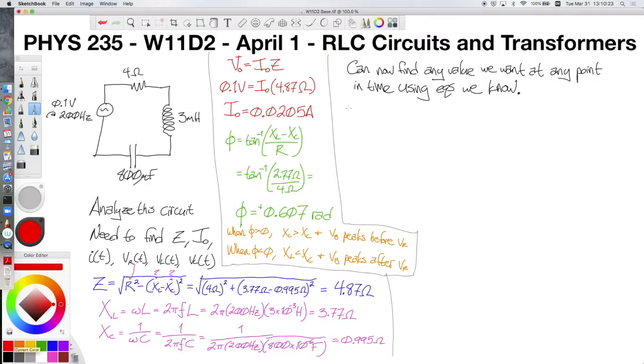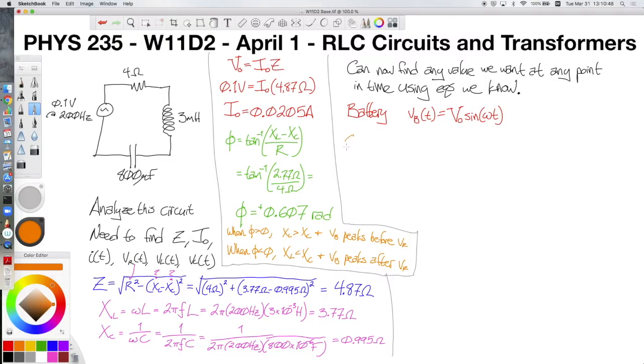First, let's talk about the battery. We know that the voltage across the battery as a function of time, which is why I'm using the lowercase v here, is going to be V naught times sine of omega t. This is determined by the battery or by the AC power supply itself, and nothing can change this.